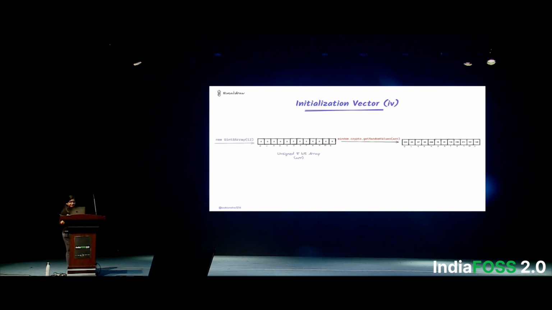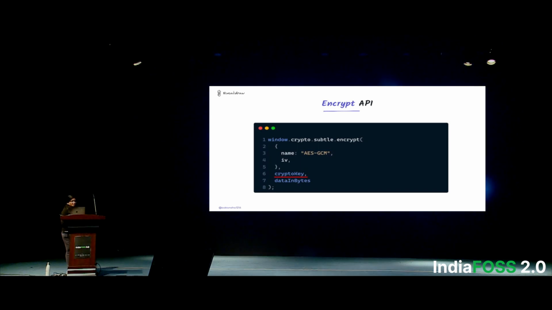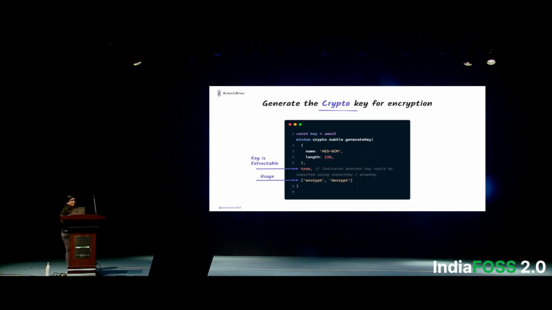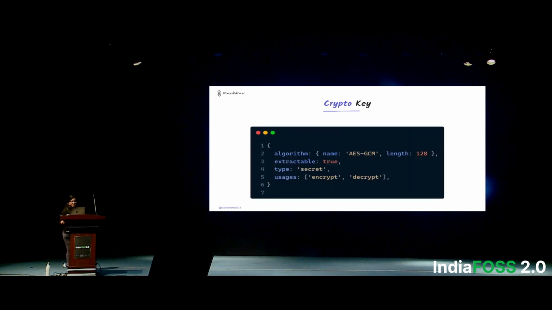So now we have the IV. Now what's the next thing? Crypto key. We know about the crypto key, but how do we generate it? So we have the API for that. We will be calling this crypto.subtle.generateKey API. You pass in the algorithm object, which has the name of the algorithm, and a 128-bit encryption key is what we are going to use. Of course, I need to extract the bytes later because I want to share it with you in the URL. That's why I said extractable is true. And I'm going to use this key for encryption and decryption. That's the usage. So once this promise is resolved, this is what you get.